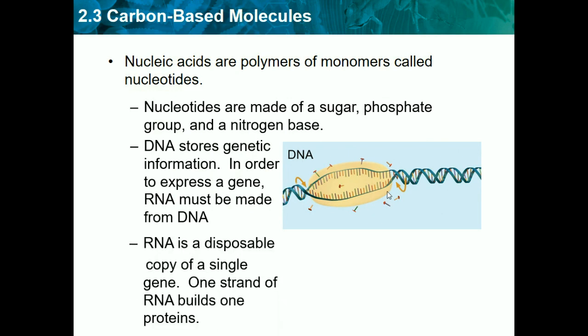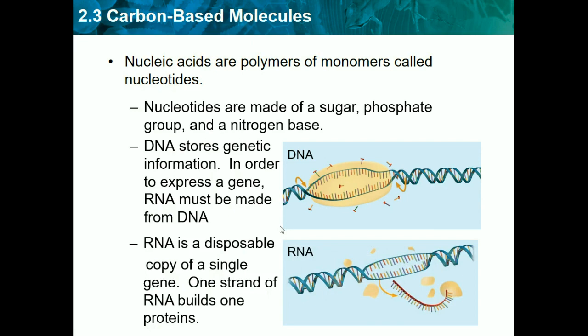RNA is a disposable copy of a single gene. One strand of RNA builds one protein. So RNA is made from DNA, so this is RNA forming from the DNA. And the RNA goes and builds a protein, and a protein is one of the four carbon-based molecules we learned about. So this is just showing how this turned into this, and this is the RNA piece, which goes and makes a protein in a process which we will learn later, not in this chapter.